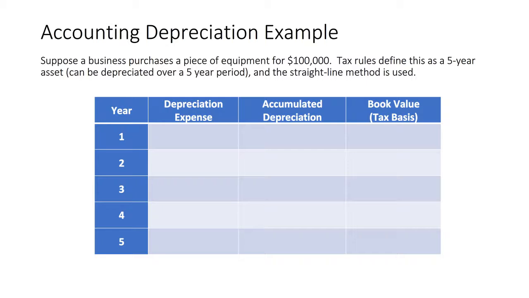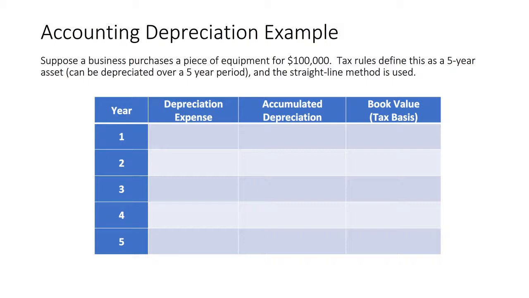Okay, so now we're going to look at a very simple example of an accounting depreciation schedule and how the depreciation expense might be recognized for a long-term asset through that depreciation schedule over time, how that affects accumulated depreciation on an asset over time, and then how the book value of an asset based on that depreciation schedule and accumulated depreciation will change.